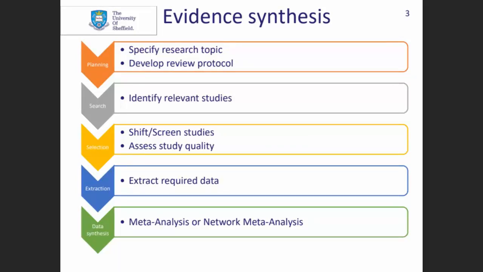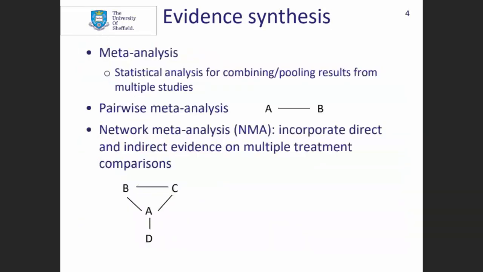Then studies are screened according to their inclusion and exclusion criteria, then assessed for their quality. Depending on the findings of the quality assessment, you may want to include or exclude some of the screened studies in your final analysis. Then data are extracted, ready to be used in data synthesis using some sort of meta-analysis technique. So what is a meta-analysis?